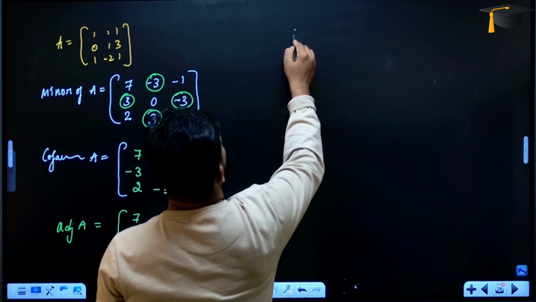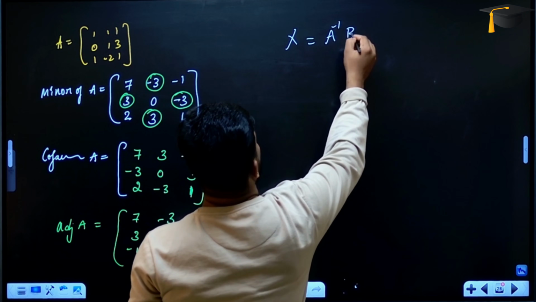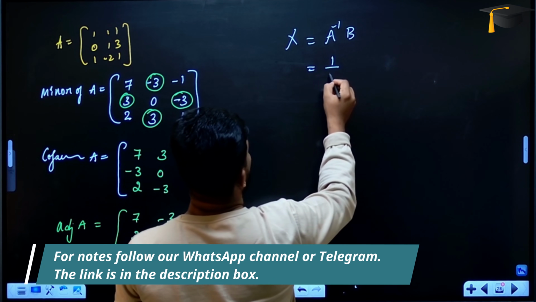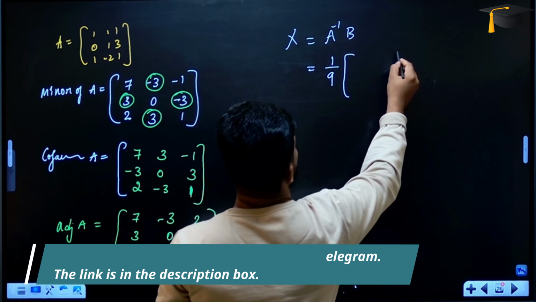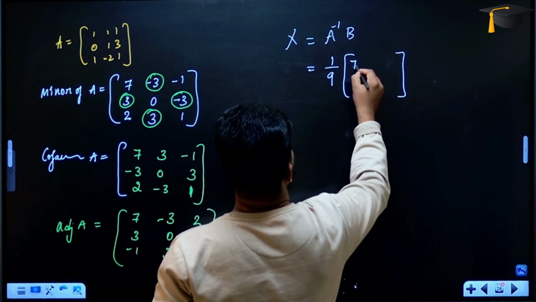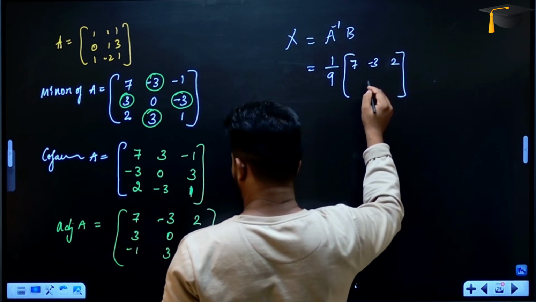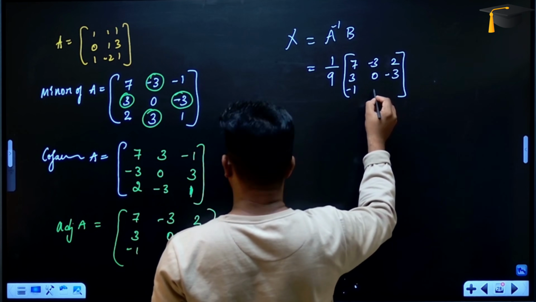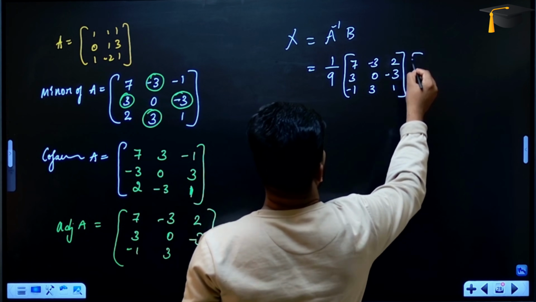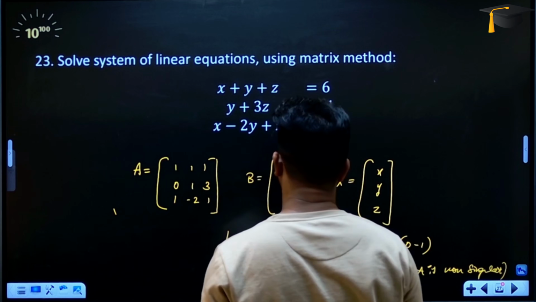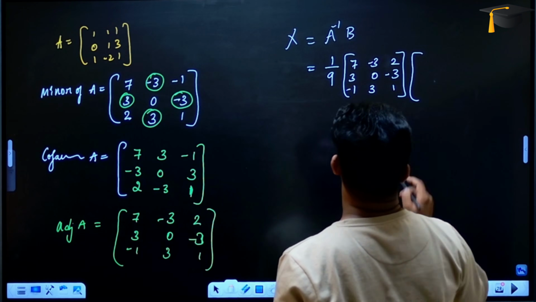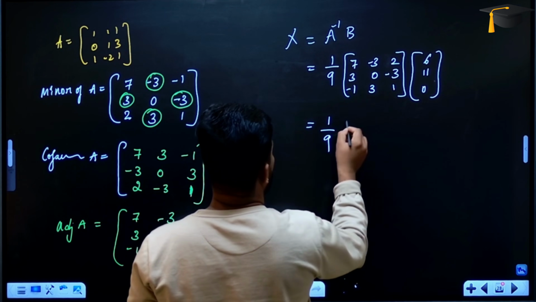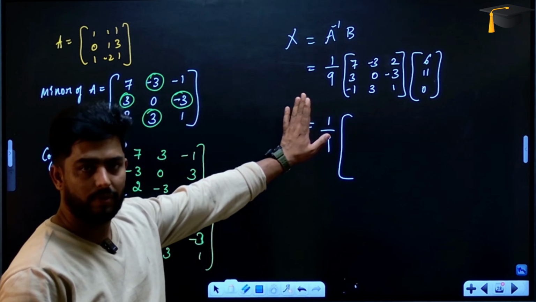Next, there is a formula, X is equal to A inverse into B, children. Okay, so A inverse is very simple. A inverse is equal to 1 by determinant of A into adjoint of A. So 1 by determinant of A is 1 by 9, right? Into the adjoint of A, which we have already got. It is 7, minus 3, 2, 3, 0, minus 3, and minus 1, 3, and 1 into the B matrix. B matrix is yeah, 6, 11, and 0. Okay, so now we get our results. If it is correct, we get it. Otherwise, we won't get the answers.